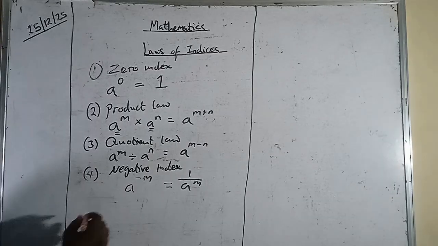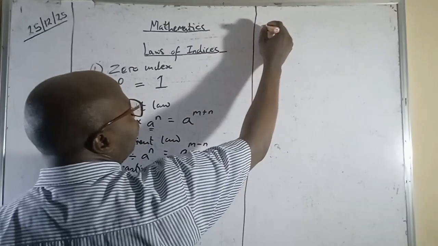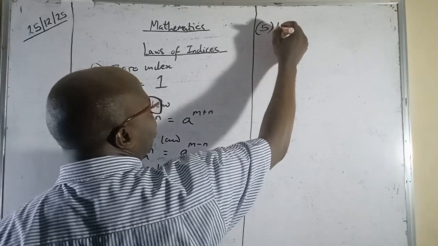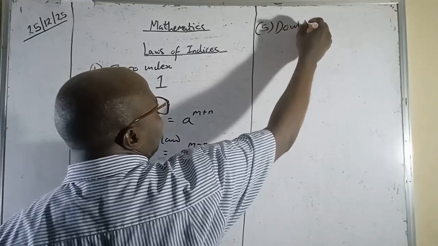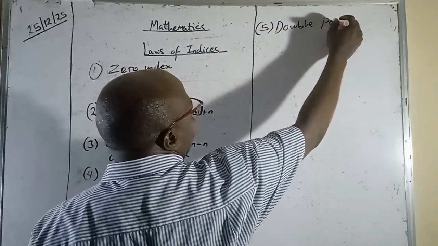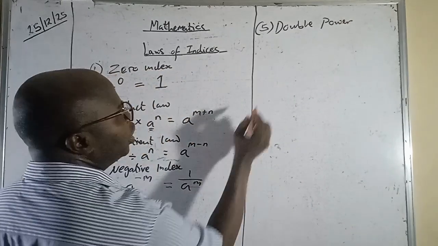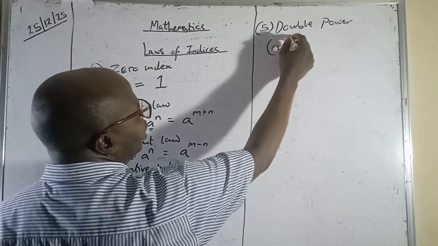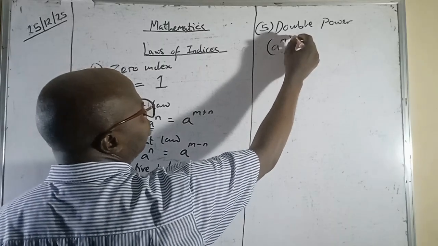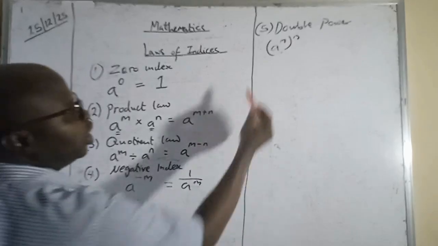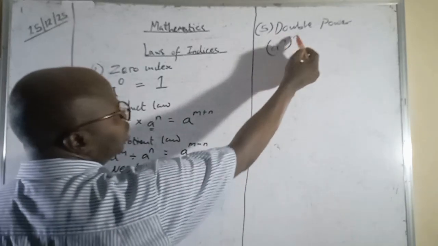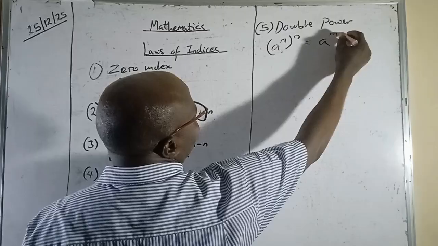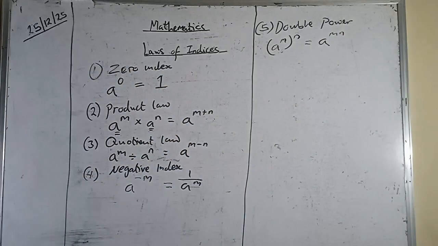After that is number 5. Number 5 is what we call double power or power of power. If you have something like a raised to power m, then in brackets, all raised to power n, so a is raised to power m and everything is raised to power n. What you do in that case is just to multiply the powers.